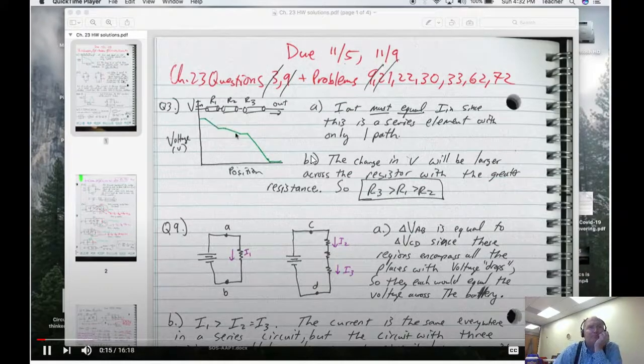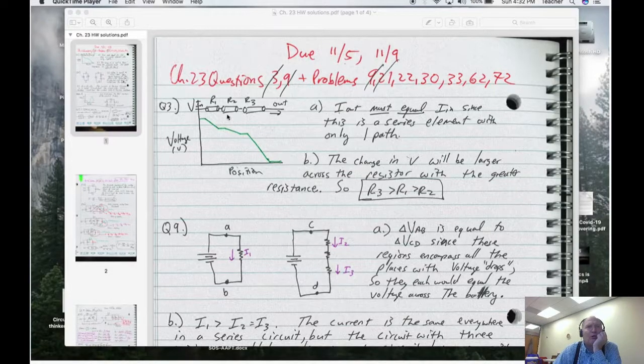And you have a graph that looks like this. And the question was which of these has the most current going through it, and which is the greatest resistance to lowest resistance. Well, the current has to be the same at all points because this is a series component. The current coming in over here has to go through R1, R2, R3, and then out.